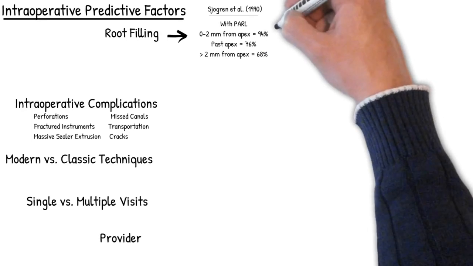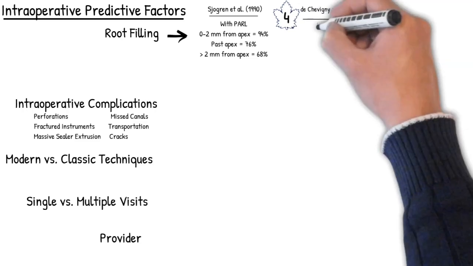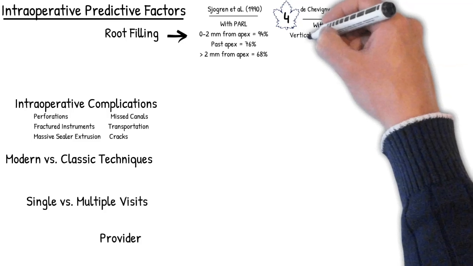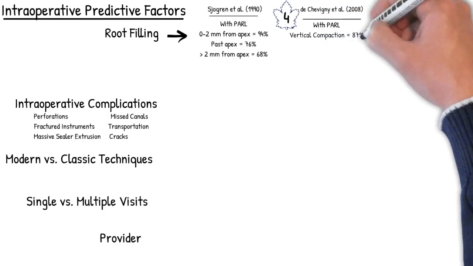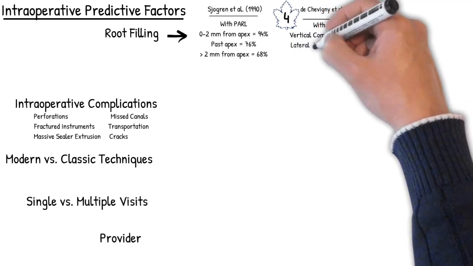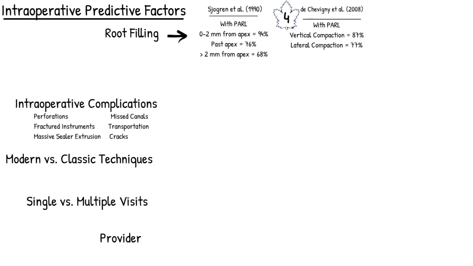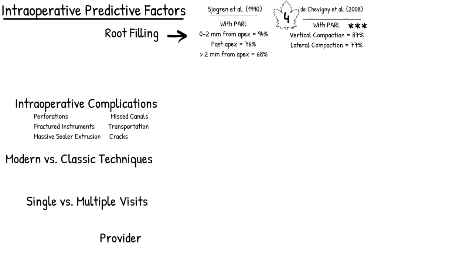In Phase 4 of the Toronto studies, Deshavigny and colleagues found that in teeth with periapical radiolucencies, the technique actually made a difference. So the technique of vertical compaction to obturate had an 87% success rate, whereas lateral compaction techniques resulted in 77% success rate. Now, they're important to note in their study that randomized controlled trials are necessary to determine if this truly is a factor.